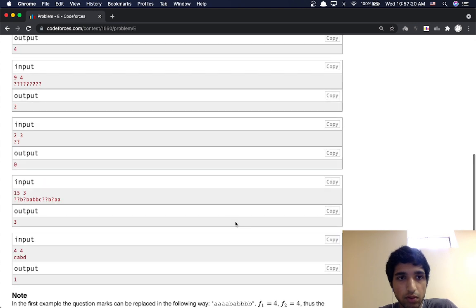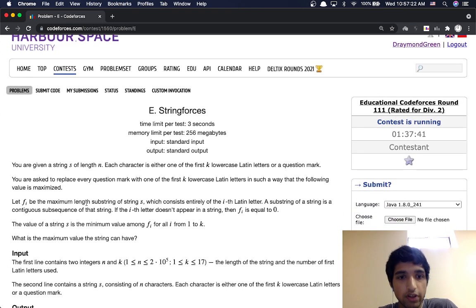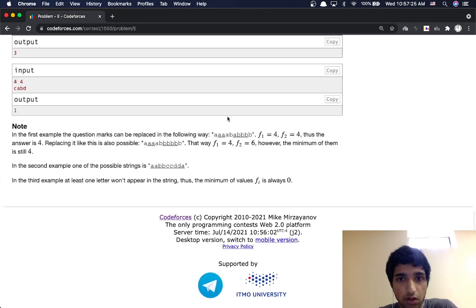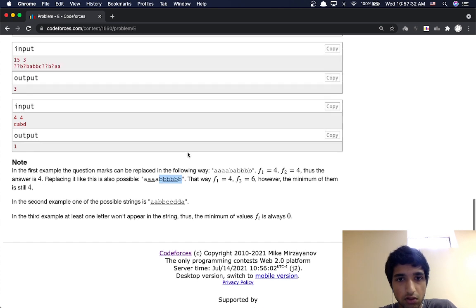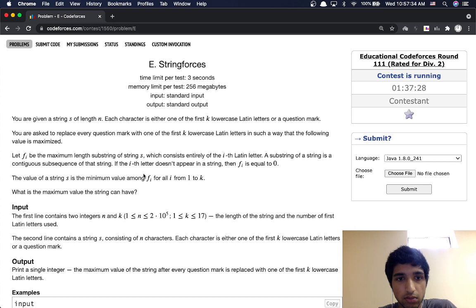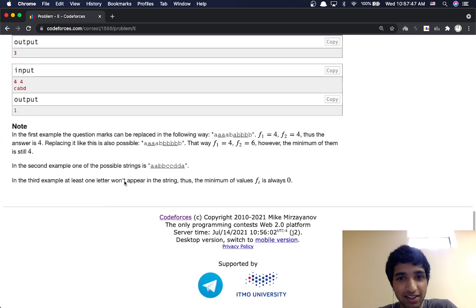Wait, what is it? Fi is the maximum length of a substring. Okay, so here it's 4 and 4. Here it's 4 and 6. So we want to maximize the minimum of the maximum. God, holy crap. Maximize the minimums of the maximum. Two. Minimum of those is 2.